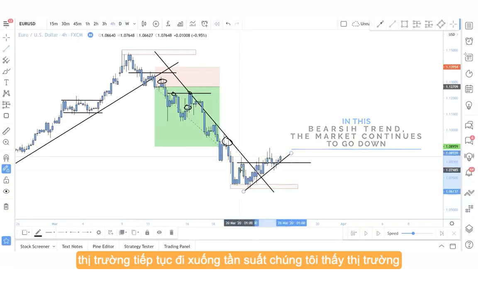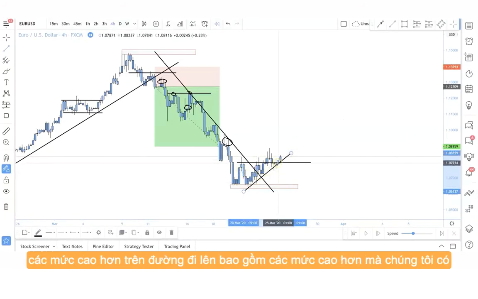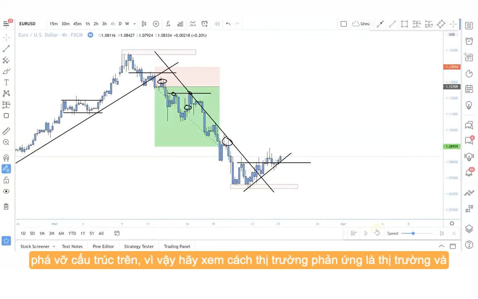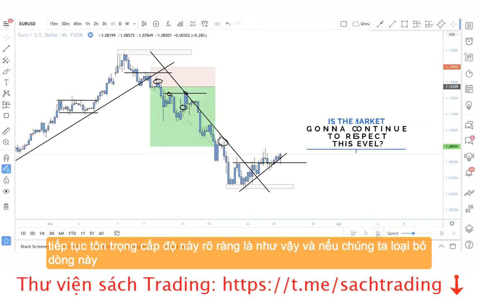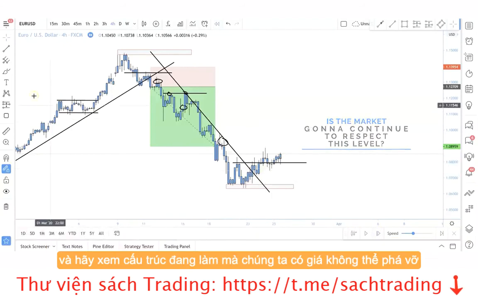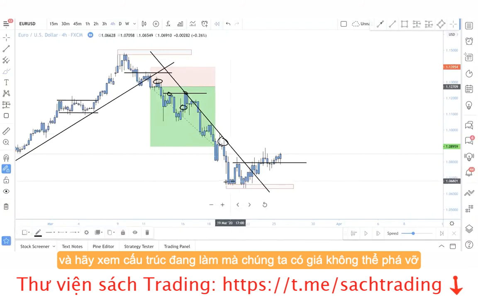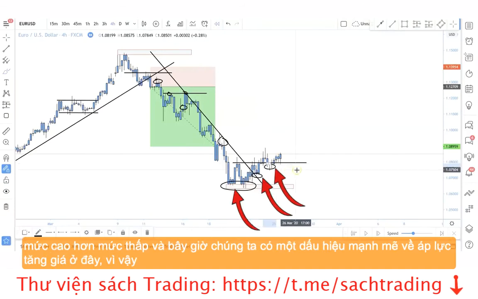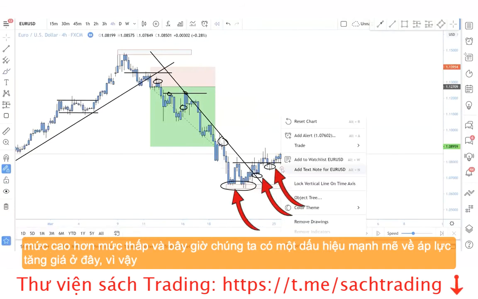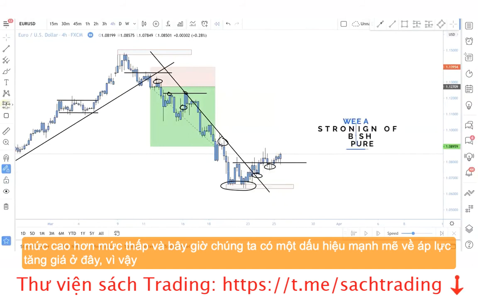How often have we seen the market make higher highs on the way up? Including the higher highs, we have the break above structure. So let's see how the market reacts. Is the market going to continue to respect this level? It clearly is. And if we remove this line and take a look at what the structure is doing, we have price failing to break above this low, we have a higher low within this range, and then the retest of this level higher low. And now we have a strong sign of bullish pressure here.